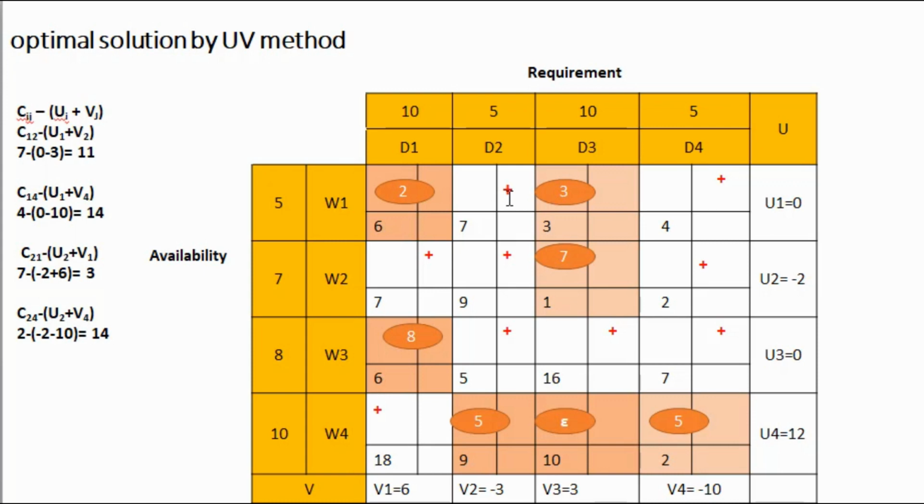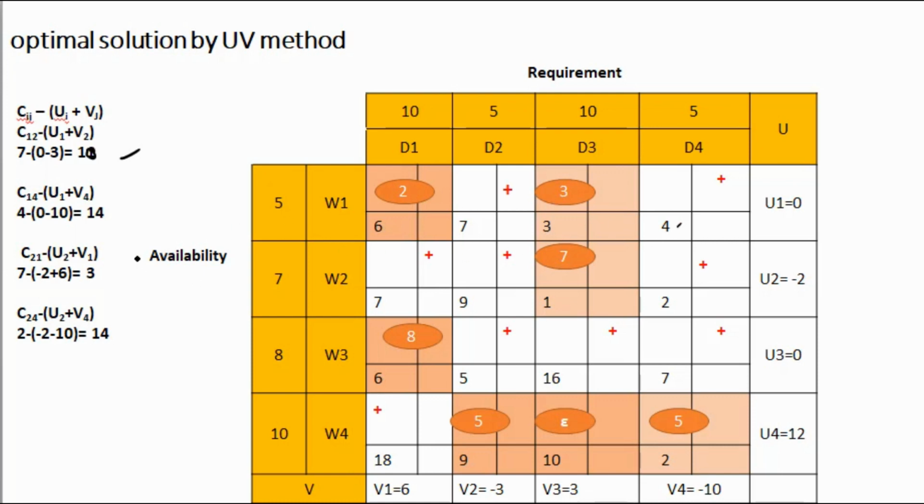Now for the non-basic cells, again we calculate the net evaluations Cij minus of ui plus vj. For this particular cell, let us say W1 D2, that is 1 and 2, Cij is equal to 7, so that's what I have written here. So 7 minus u1 is 0 and v2 is minus 3. So that is 7 minus of minus 3. So that becomes, again the same correction here, 7 plus 3, it is 10. That means it's positive.